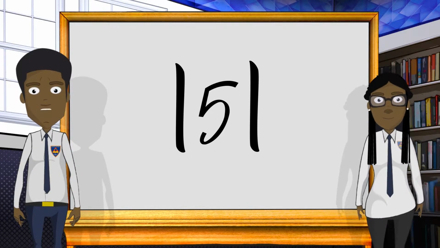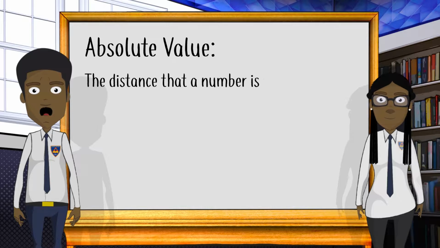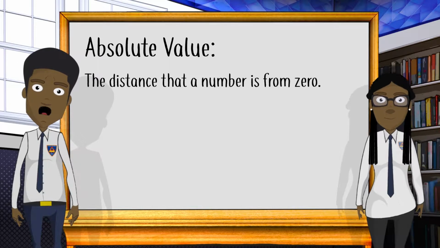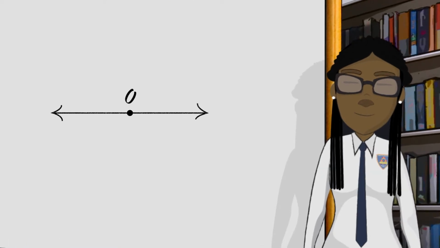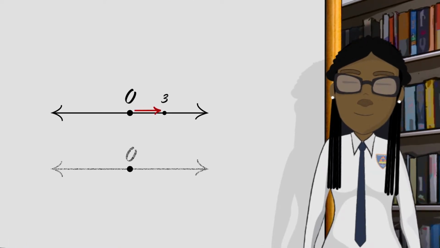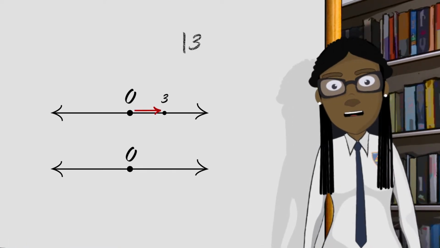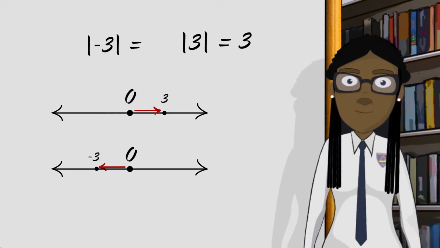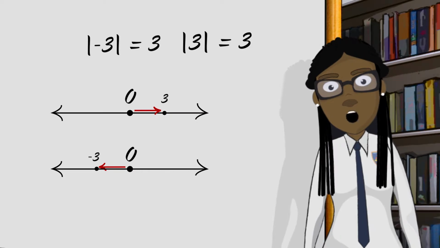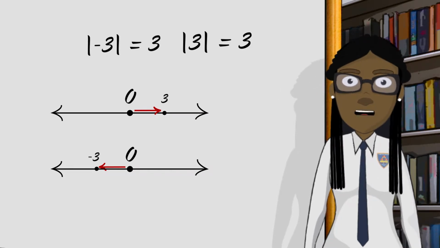What is an absolute value? It is the distance that a number is from 0. So, what does that mean? Let me explain. The absolute value of 3 is 3, and the absolute value of -3 is also 3, because they are both 3 places away from 0.